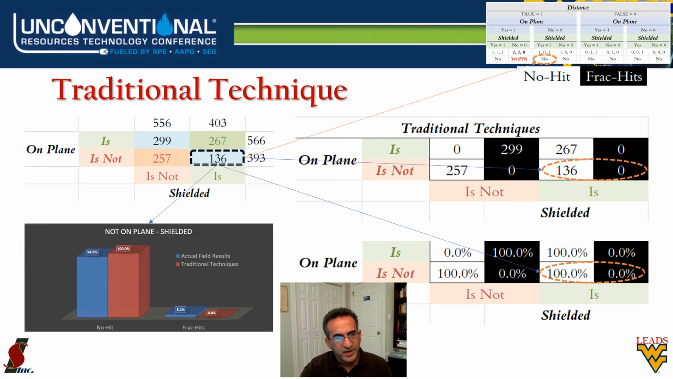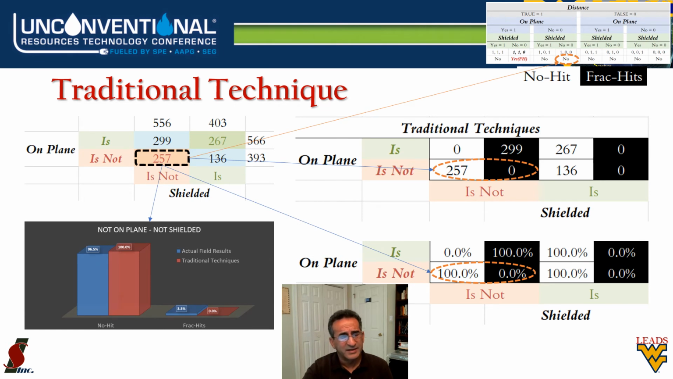And you come up to the next one, which is shielded, but not on plane. And you can see that again, the traditional technique says no, there's not going to be any FracHit. And as you can see, we'll be wrong about 5% of the time. The next one is when it's not shielded and not on plane, and in that case you can see that again, traditionally we say it's 100% no FracHit, and in reality you see 3% is FracHit, and that's the difference.